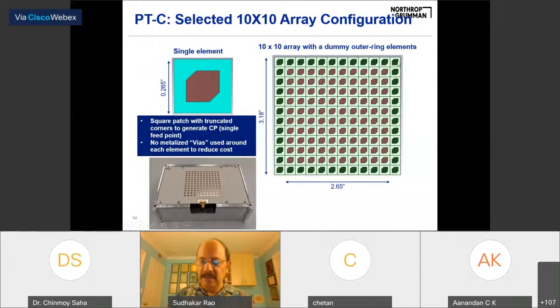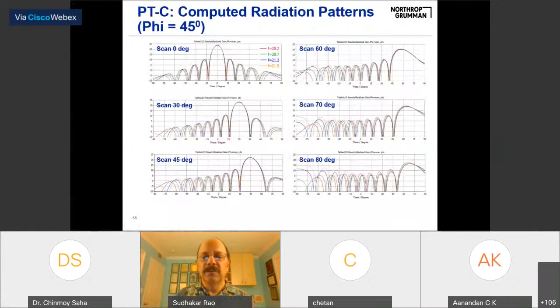Always have either one or two edge rings of elements match terminated. In this case, we want to keep the mass low, so we just have one ring of elements match terminated. So we have a pretty good pattern. It can scan up to 80 degrees.